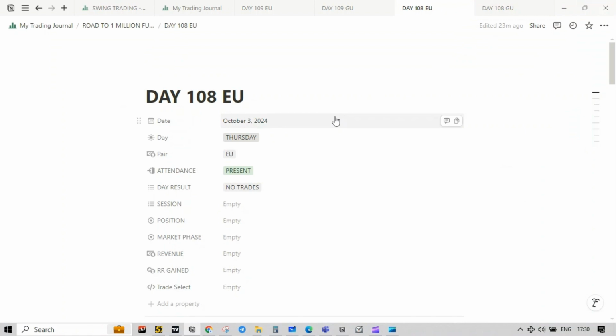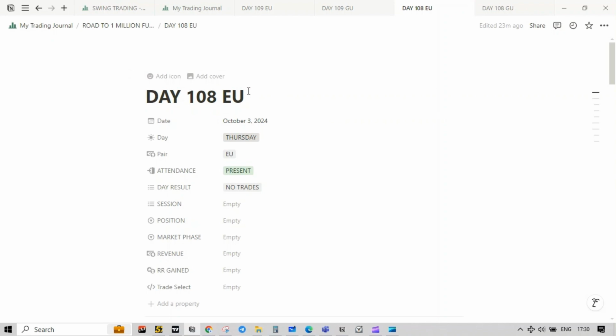Today I'm going to recap day 108, and it's October 3, 2024, Thursday. It's the start of a fresh month. I didn't trade October 1 and October 2 because I was out of station. But now I'm going to start this fresh month, hoping for a fresh start. So I'll be uploading the September analysis shortly. But for now, let's jump into the October month, start of October 3.